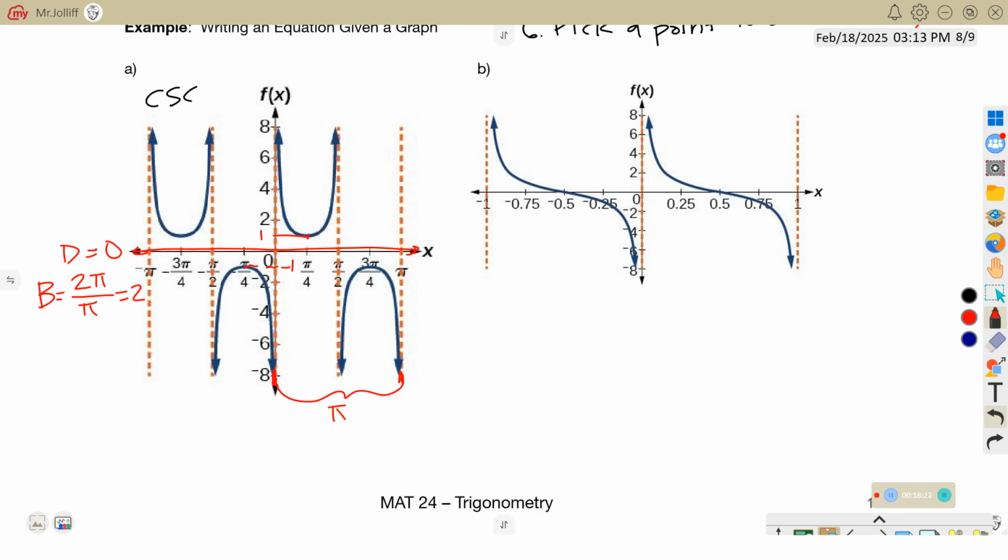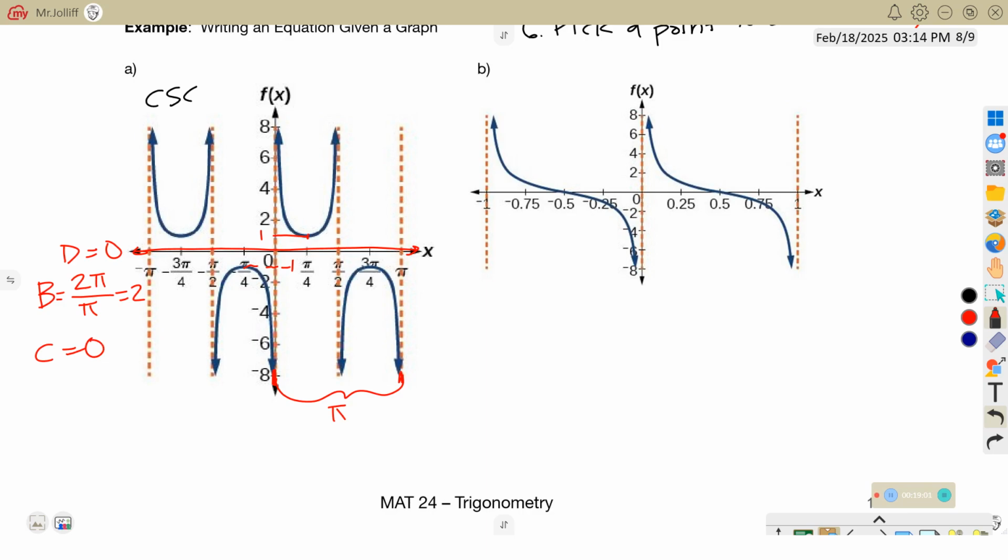Next is my phase shift, which tells me C. Phase shift times B is C. And I'm looking for a recognizable feature, either a 0 or an asymptote. I know that the cosecant parent graph has an asymptote on the axis and then goes up and then down. This graph has an asymptote on the axis, goes up and then goes down. So this graph has not been shifted sideways. He's centered where he should be. That tells me there's no phase shift. That tells me C is 0.